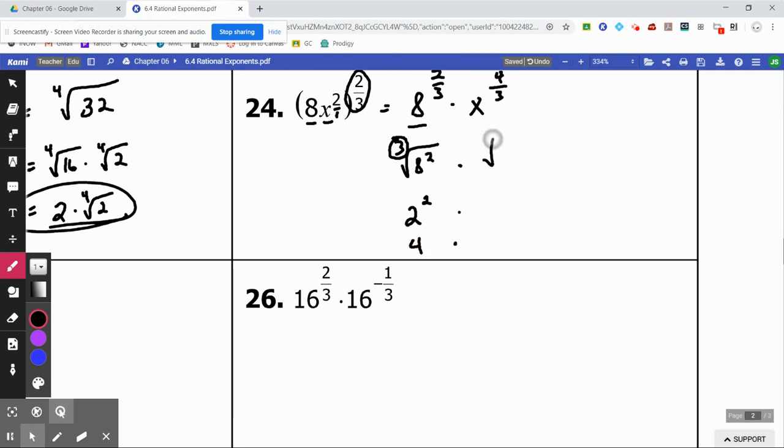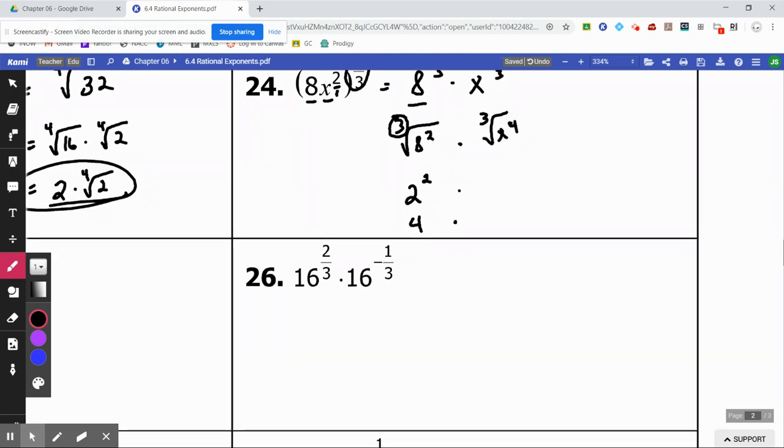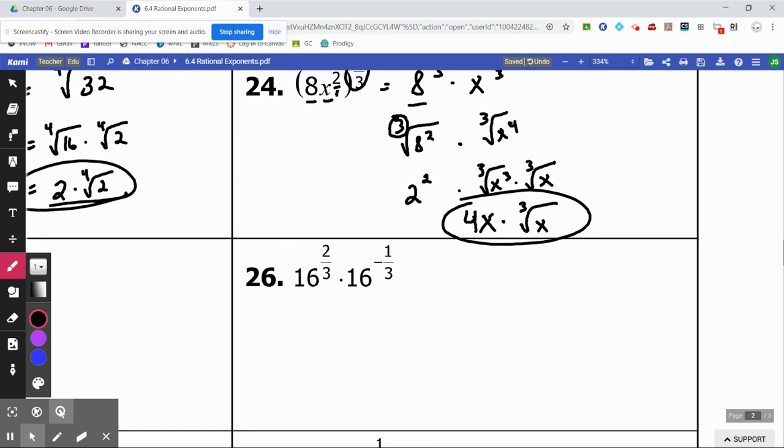X to the 4/3 will be the 3rd root of x to the 4th. We can split that into, since it's a 3rd root, I want multiples of 3. So let's split it into x to the 3rd and the 3rd root of x to the 1st. The 3rd root of x to the 3rd is plain x, and then this other stuff stays the 3rd root of x, so I'm going to rewrite that as 4 times x, or 4x times the 3rd root of x.